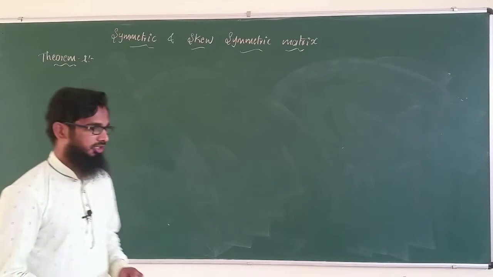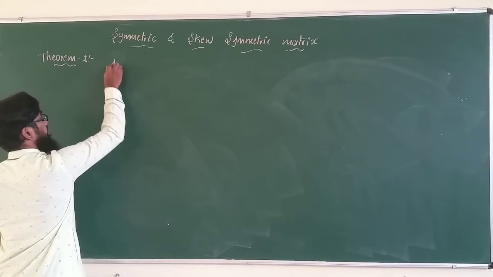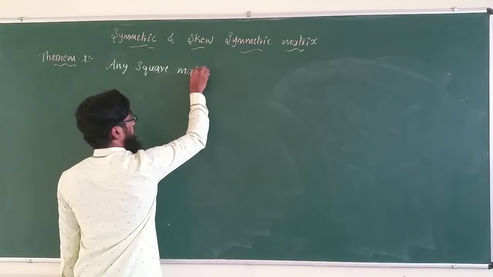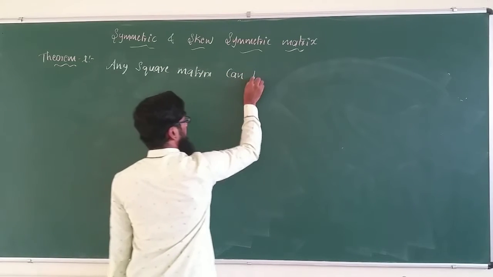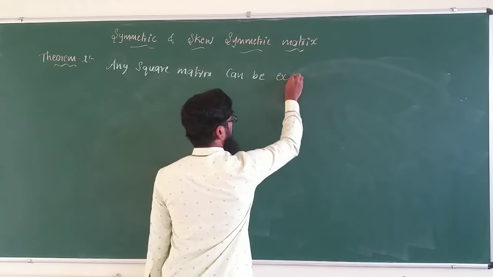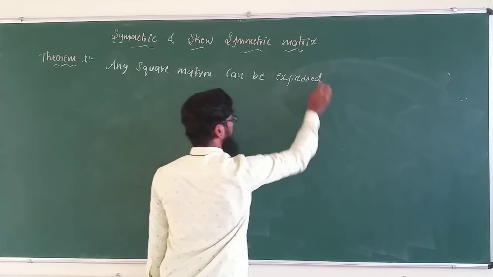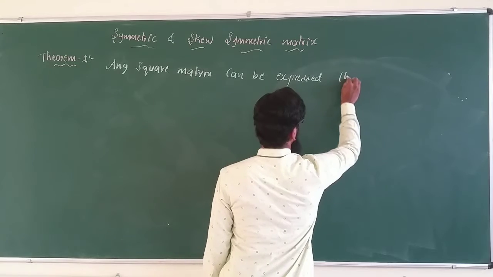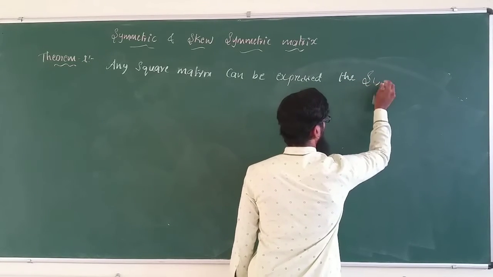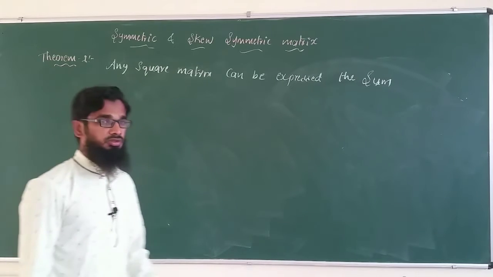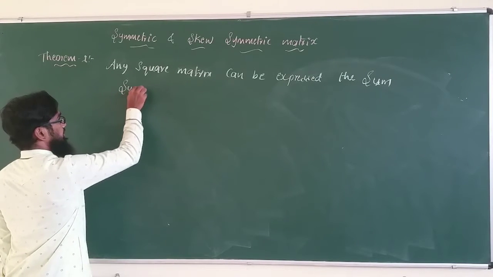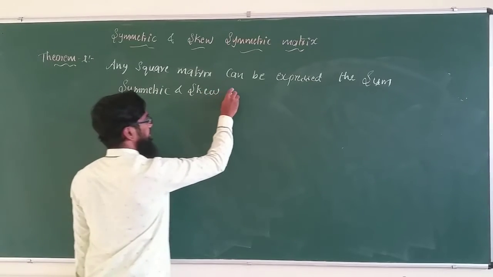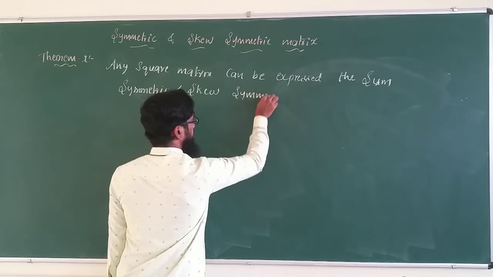Now the second theorem is, any square matrix can be expressed as, so this is the second theorem which is based on the symmetric and the skew symmetric matrix. So any square matrix can be expressed as the sum of a symmetric and a skew symmetric matrix.